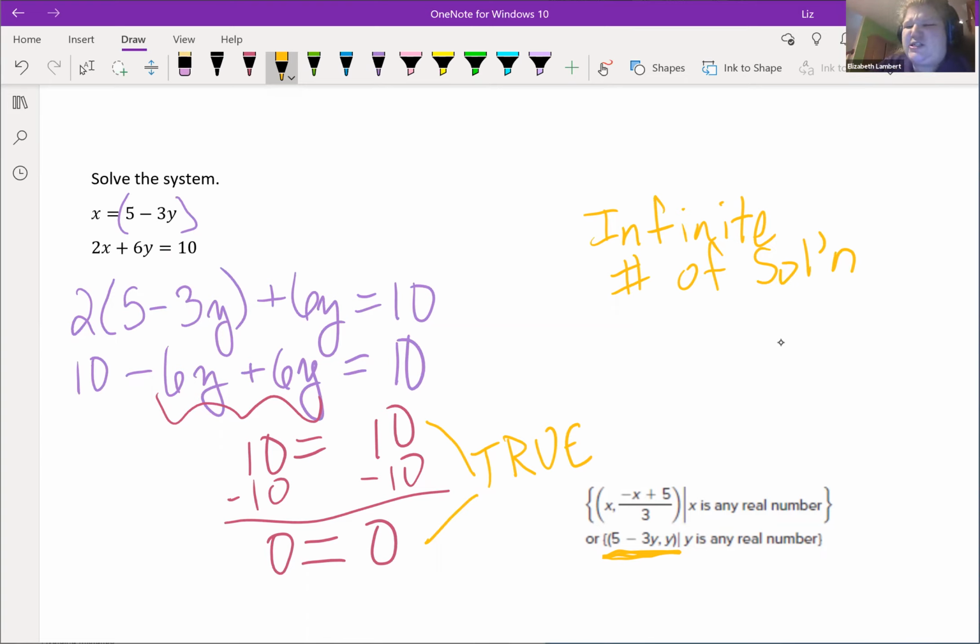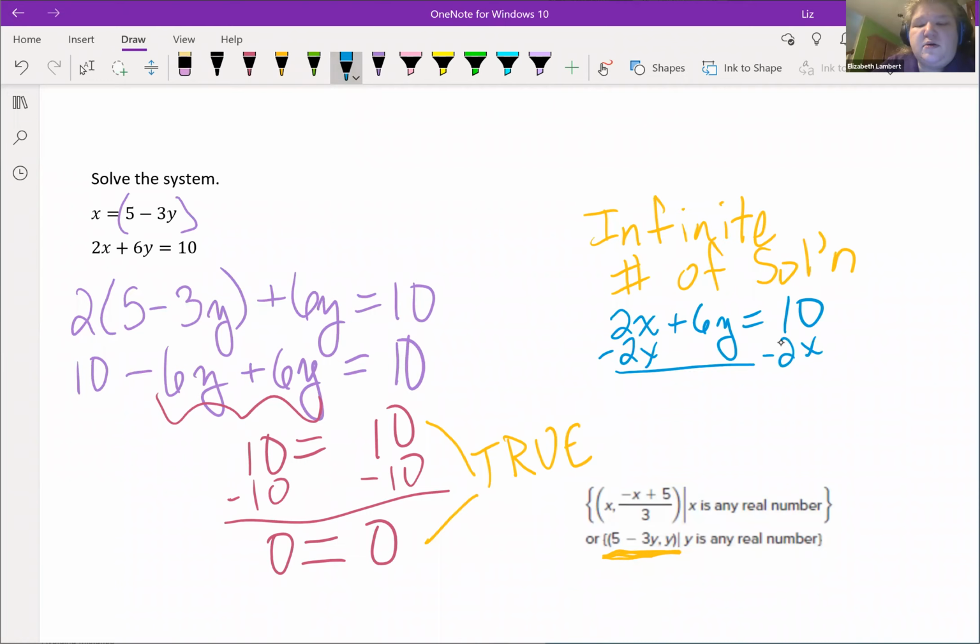Now, it looks a little weird using the y. Usually we use the x, that's our independent variable. To do that, though, I have to solve for y. Usually that's our gut instinct anyway. But if I take, say, the second equation, let's move the 2x. I'm going to put it in front. So I have 6y equals -2x plus 10.